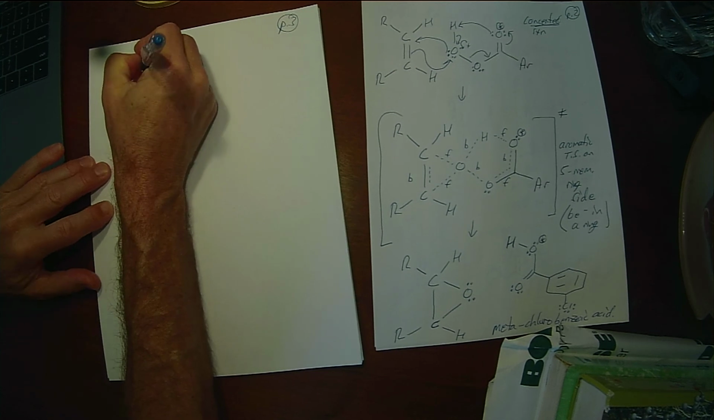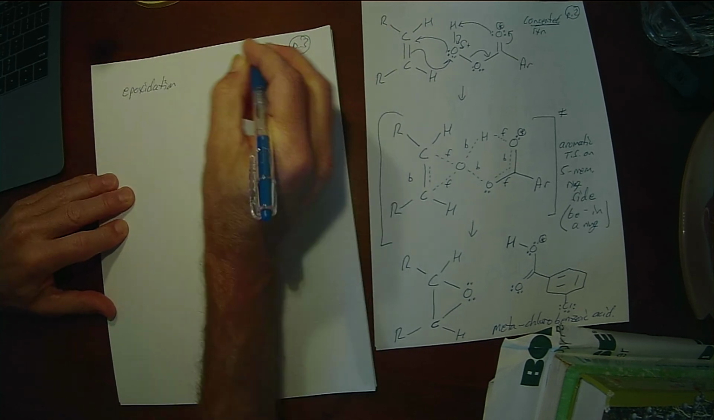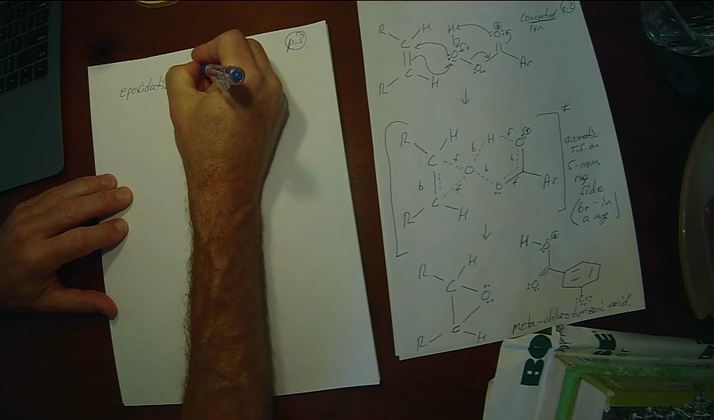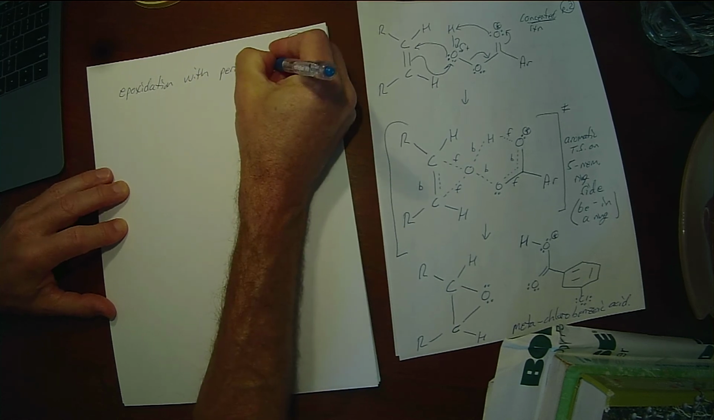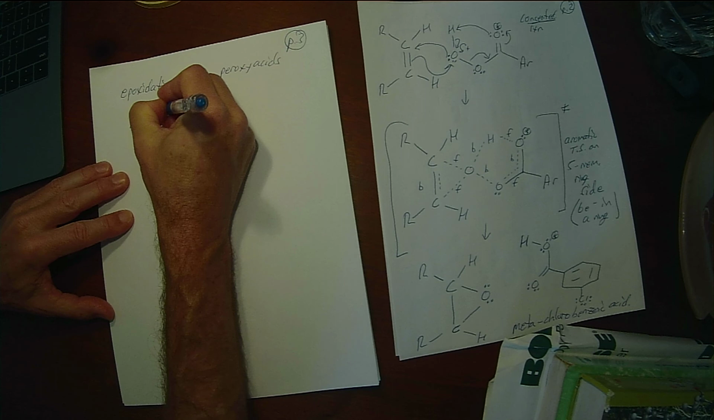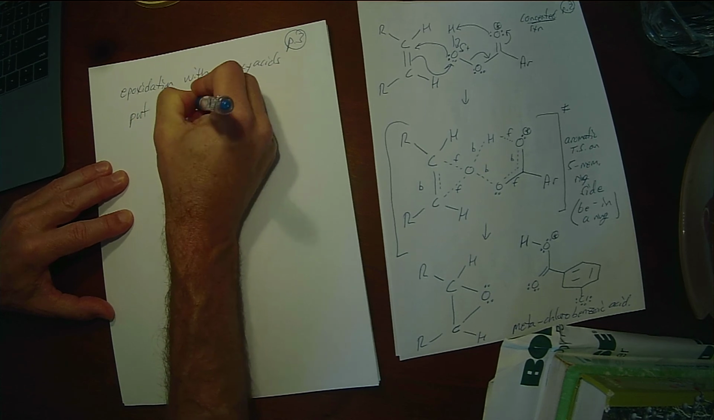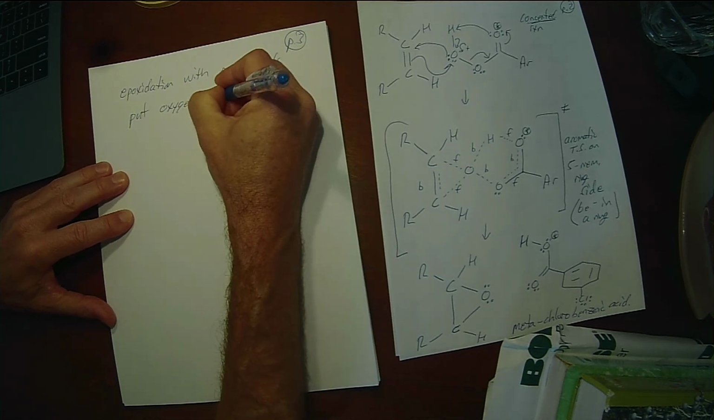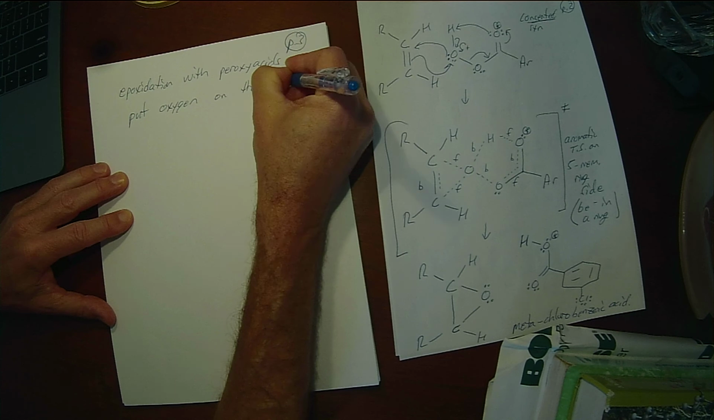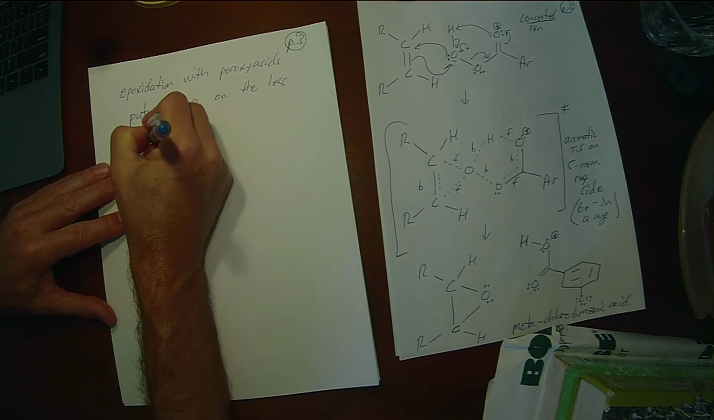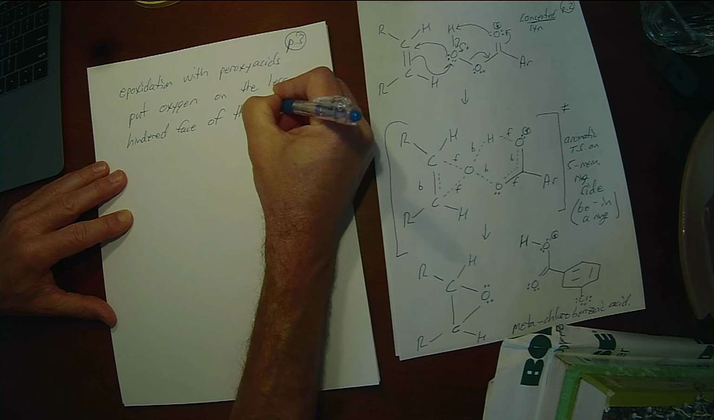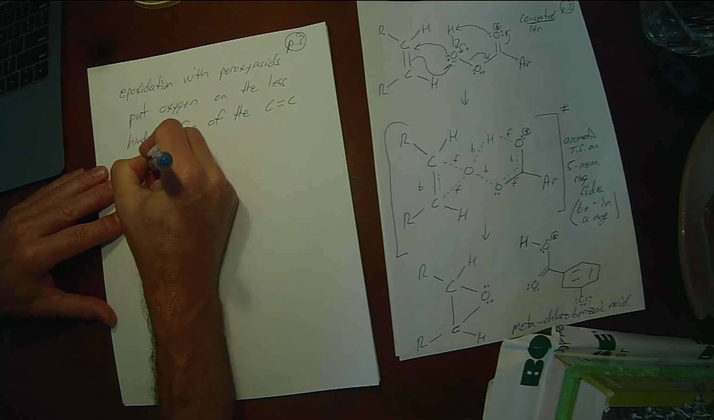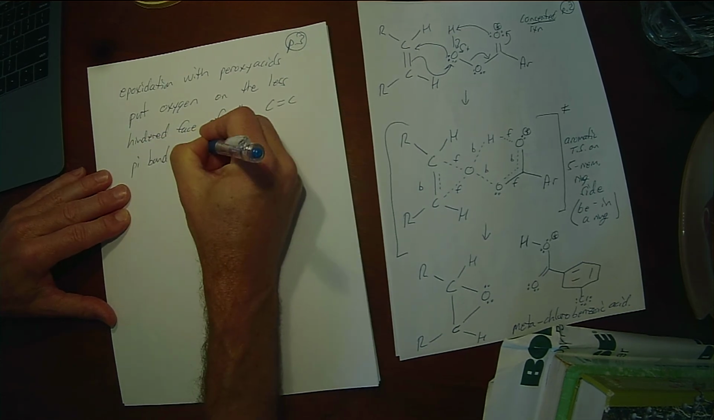The epoxidation with peroxy acids, because the peroxy acid is large, puts the epoxide on the opposite face, so it puts the oxygen on the less hindered side of the original carbon-carbon pi bond.